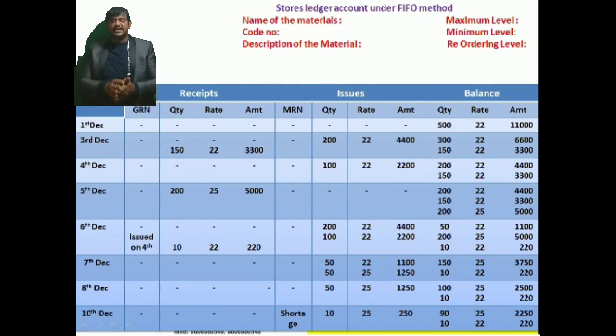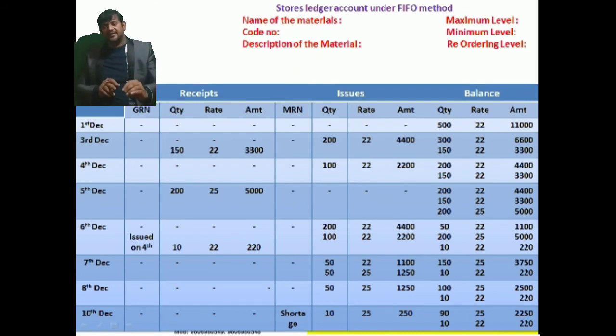So now total it. So total number of units of closing stock is 100 units. And total value of closing stock is 2470 rupees. Clear? So we are done with the solution part for illustration number 9.